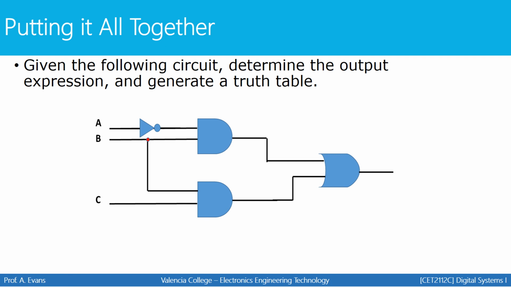Flip the page in your notes, and I want you to try to do the truth table and the expression for this circuit on your own. Follow the same steps that we just did, and try to create the expression for the output and then the truth table for the output as well. So take a minute on your own and try this example.